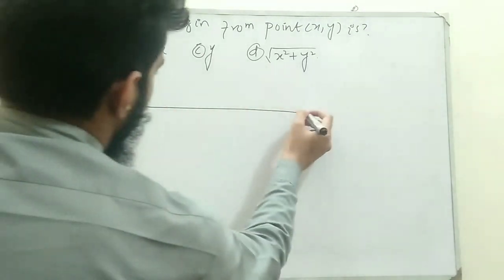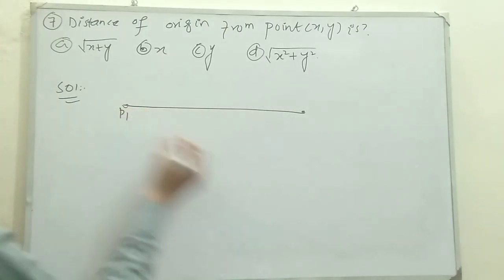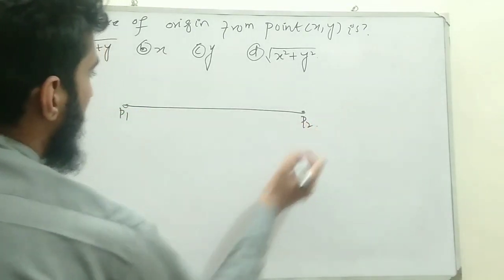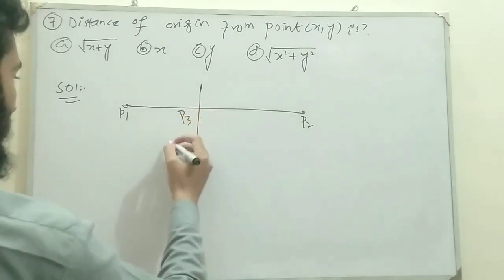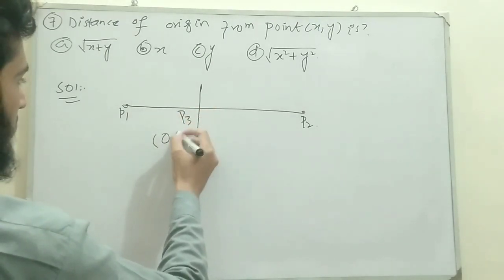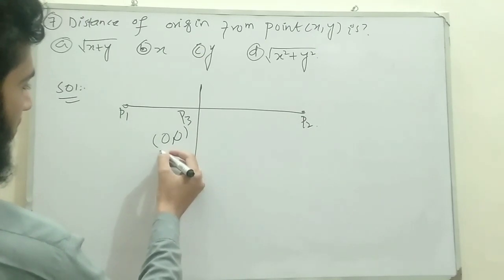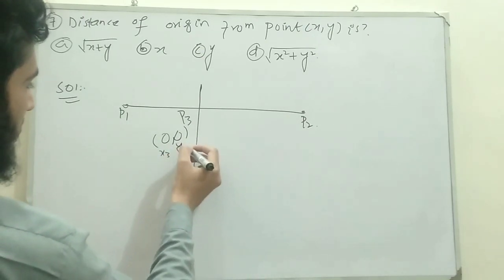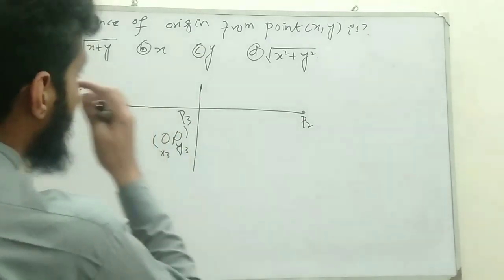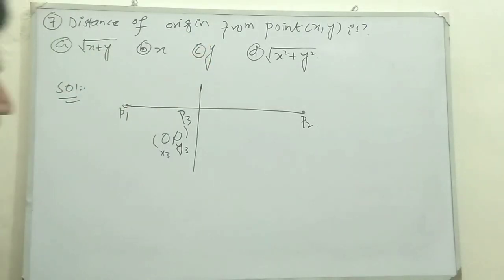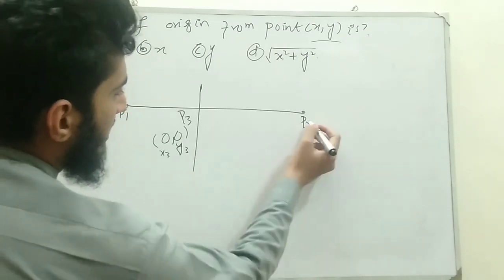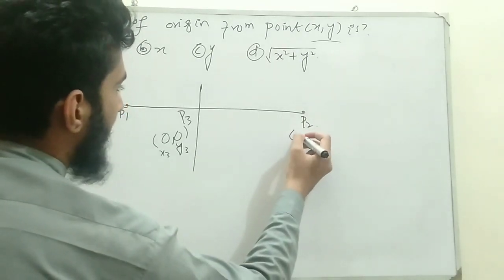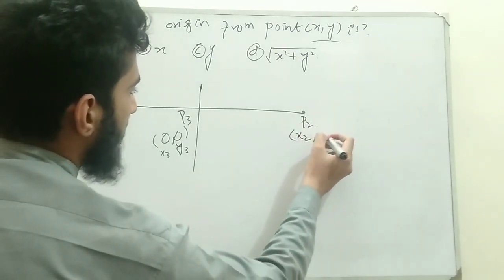Let's suppose this is a line. Let's suppose this is point P1, and this is point P2. And let's suppose this is the origin, which is P3, with coordinates 0, 0, where we consider x3 and y3. They tell us the distance of the origin from the point. Let's suppose the point they talk about is P2, with coordinates x2 and y2.